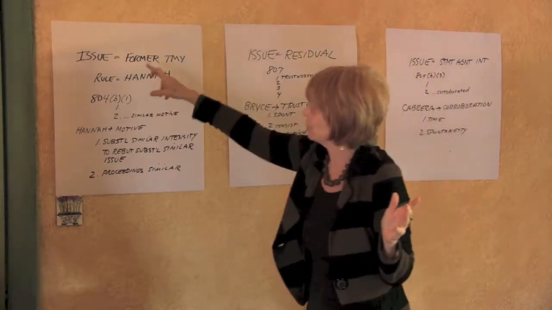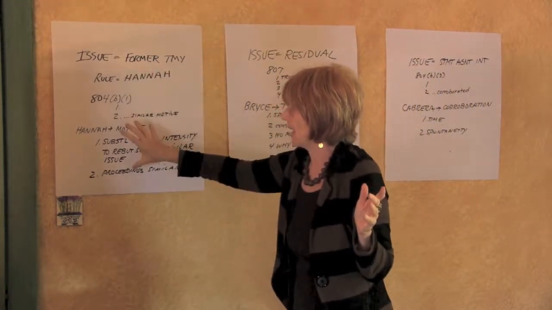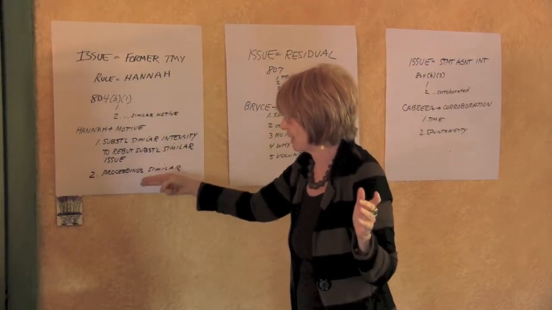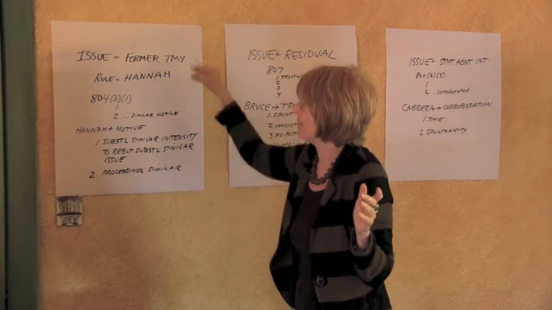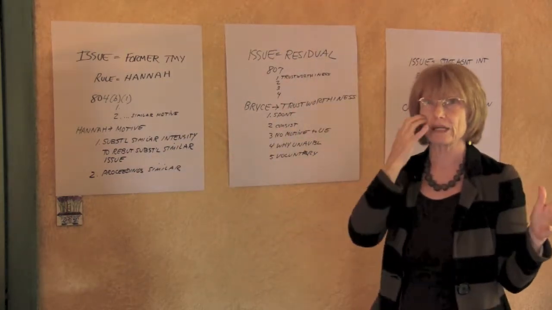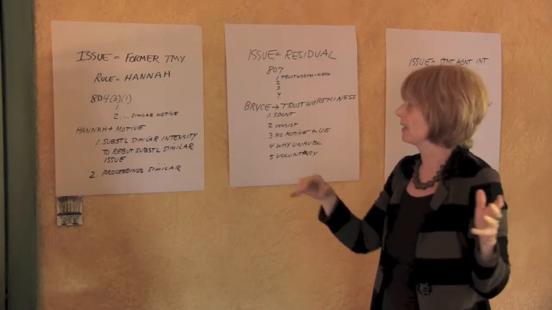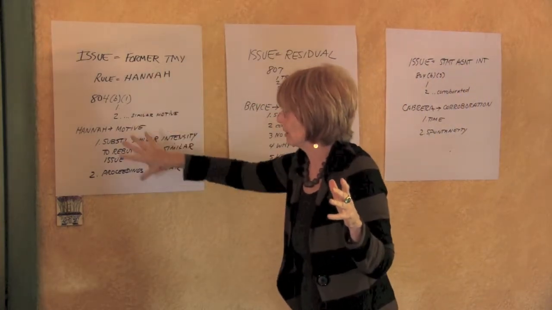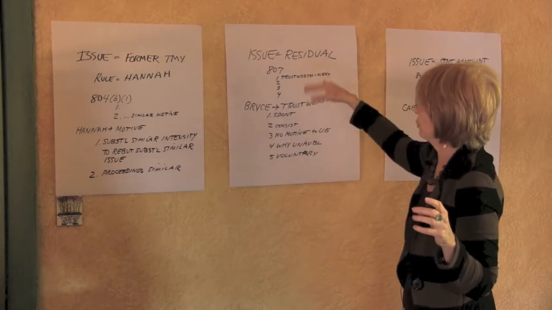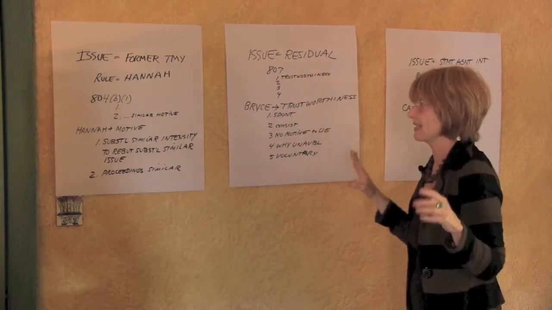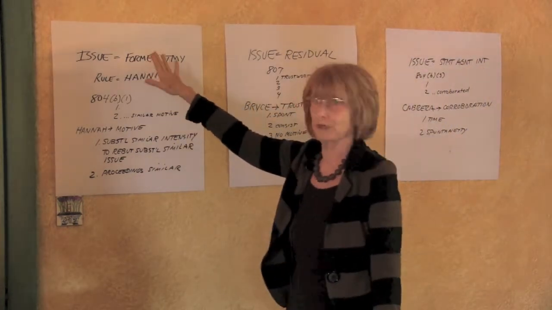Okay, so issue, rule, analysis is the facts that you're going to put under each one of these. And then before you leave the sheet, you should write a conclusion heading. Okay, so it's an IRAC: issue, rule, analysis, conclusion. Issue, rule, analysis, conclusion, etc. Okay, so the issue, former testimony.